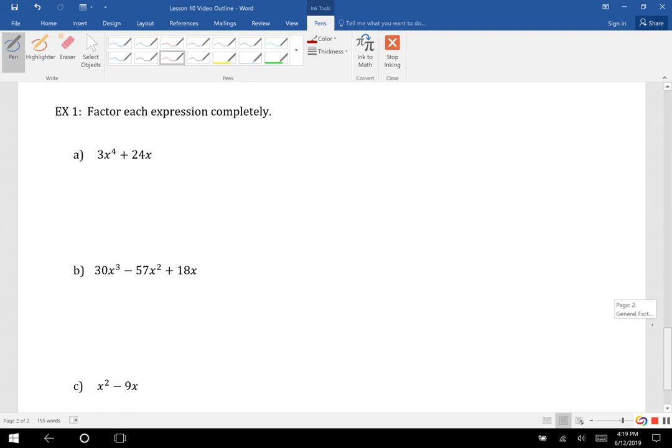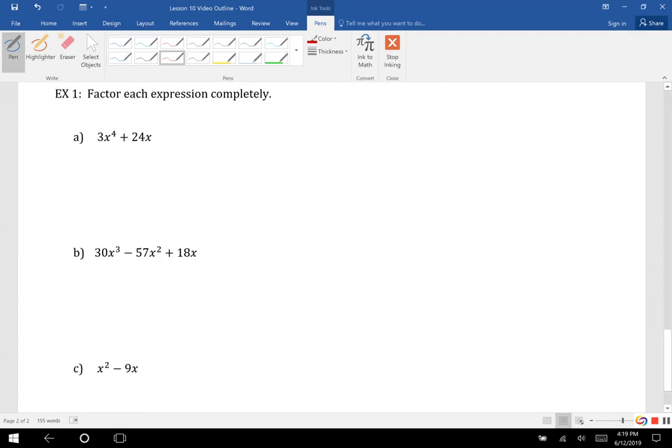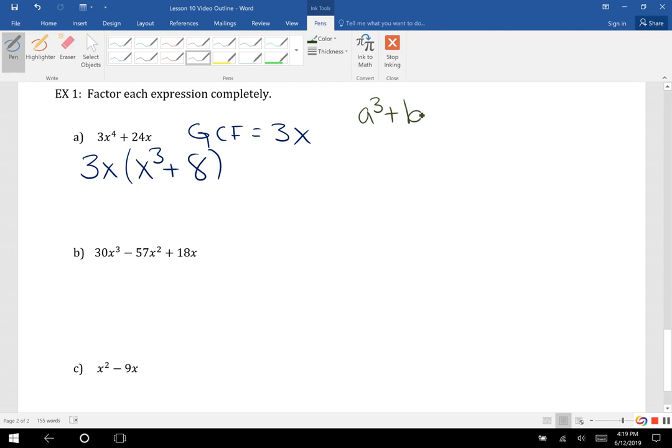So factor each expression completely. The very first thing I'm going to do is look for a GCF. And so, I can definitely take out a 3, and I can also take out an x. And then I'm left with x to the third plus 8. Now I have only 2 terms, so I can only factor this if it fits into a pattern. And this does fit into a pattern. This is a sum of cubes because 8 is the same thing as 2 cubed. And so I can use the sum of cubes formula.